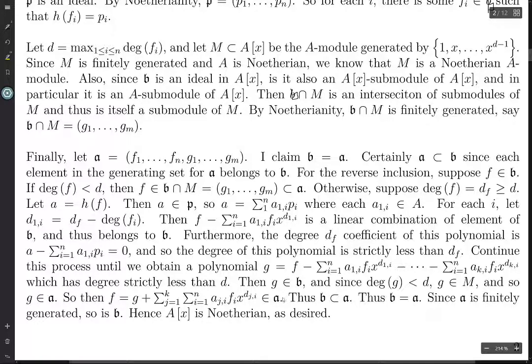So regardless of the degree of f, we can prove that f is in A, therefore B is contained in A, and so B is equal to A, and so A is finitely generated implies that B is. And so every single ideal in the polynomial ring is finitely generated, and thus the polynomial ring is Noetherian, as desired, and we are done.